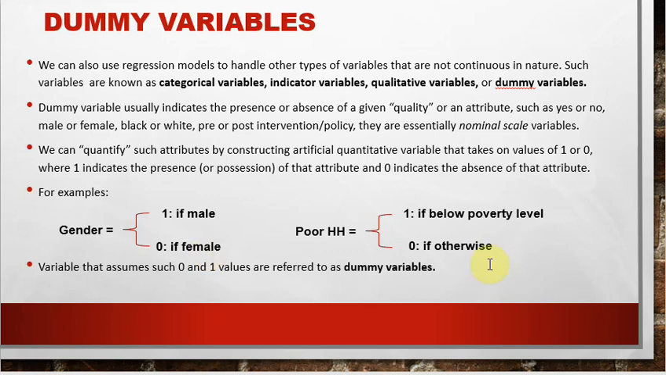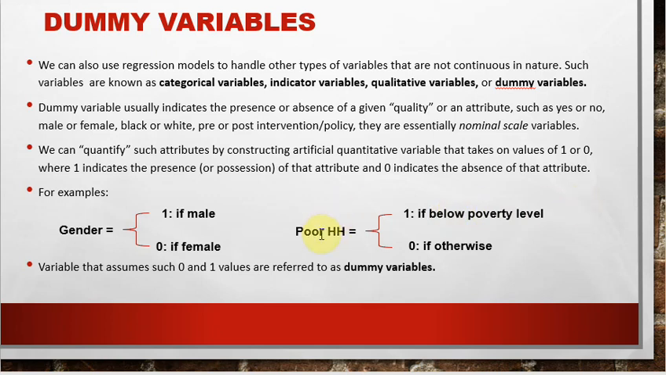For instance, look at the second example here. Poor HH. This HH stands for household. Poor household: 1 if below poverty level. So I'm looking at those who are poor here. 1 if below poverty level, 0 otherwise. Otherwise could mean the people are above poverty level or they are just at poverty level. So here the interest could be to find out the effect of being below poverty level on certain factors.